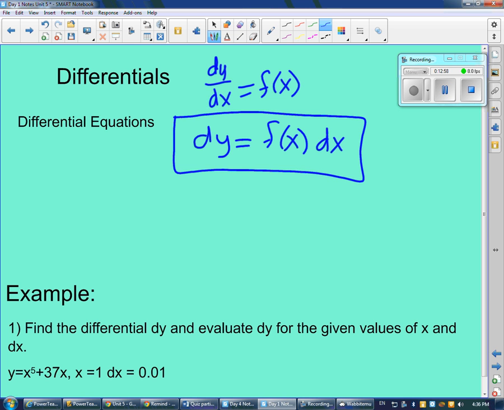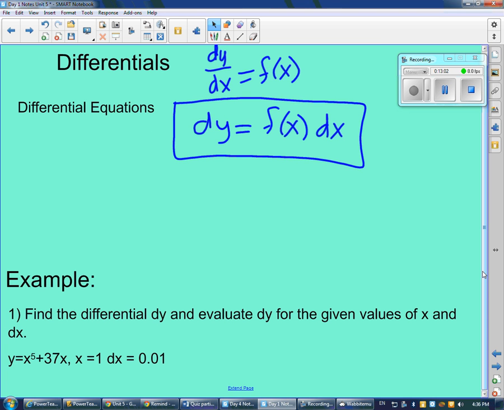So it's pretty much just rearranged. And if you are continuing in math, if you go to like Calc 3, they do a lot with differential equations. And I missed something, sorry. dy/dx should be f prime of x, and this should be dy is equal to f prime of x times dx. So make sure you fix that. That's a key thing.